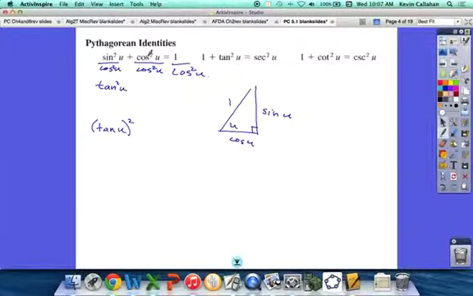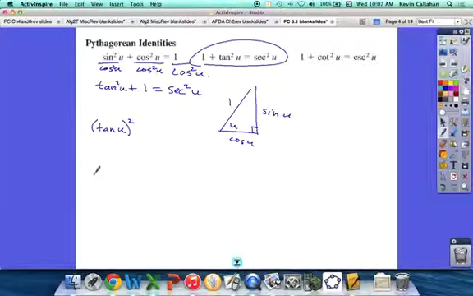Okay, what's cosine squared divided by cosine squared? 1. And if 1 over cosine is secant, then what's 1 over cosine squared? Secant squared u. That's this one right here.